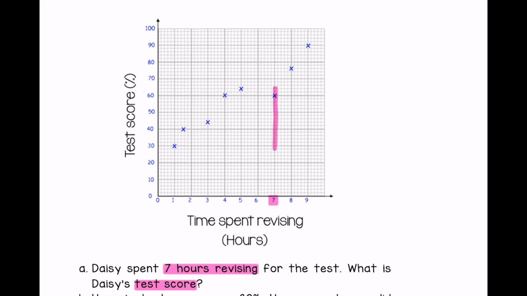Now, if you follow 7 hours up, we'll see that 7 hours has been filled in on the graph. So 7 hours actually has a percentage of 60%. So we know that Daisy achieved 60% with her 7 hours of revising time.